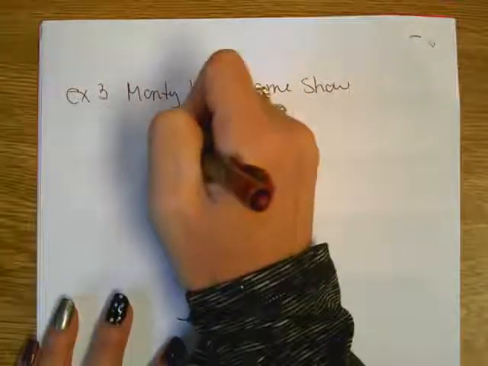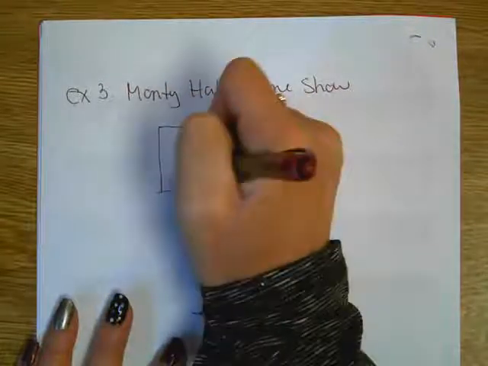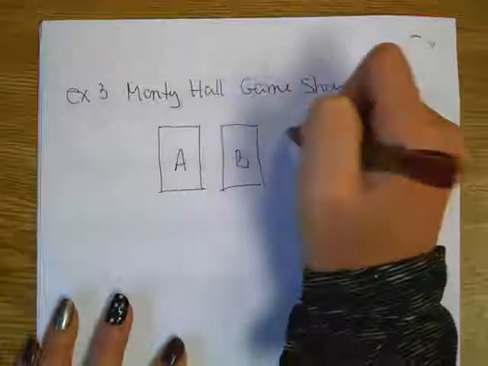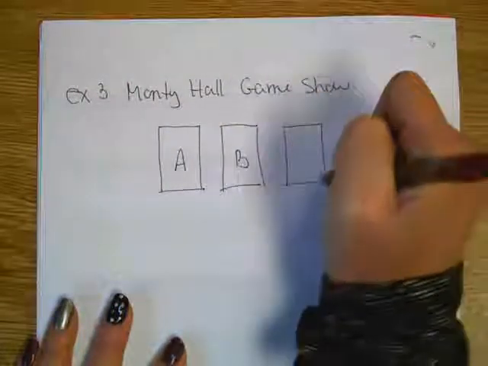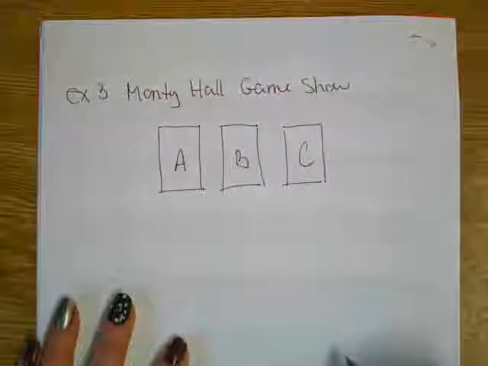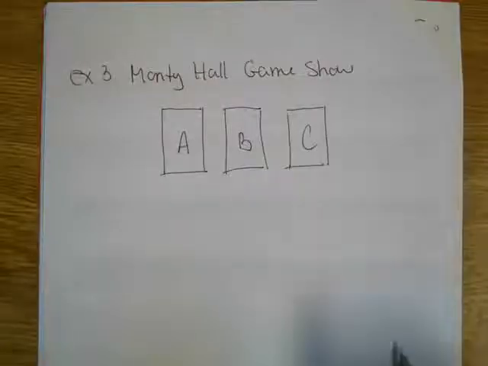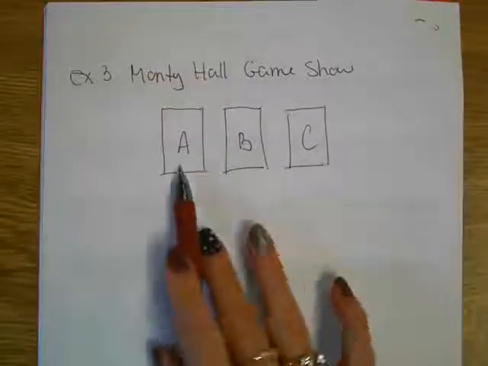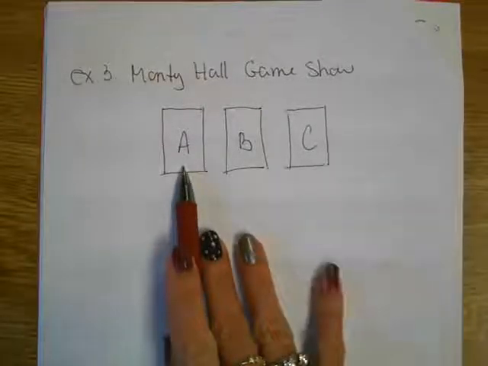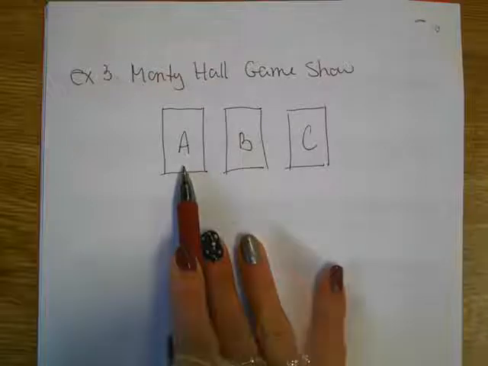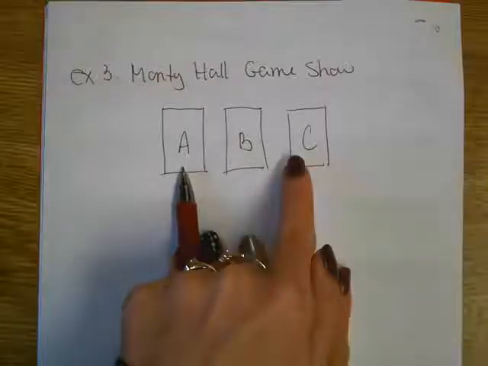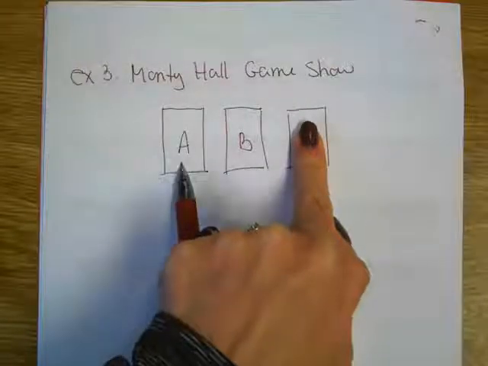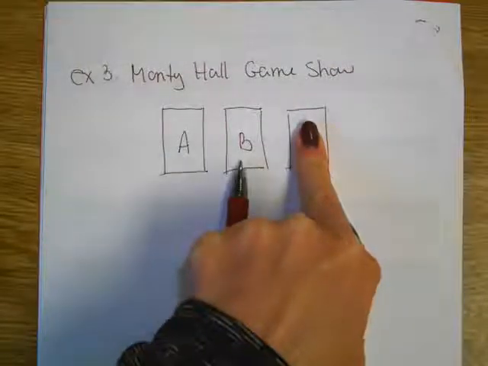And what the situation was, there were 3 doors. Behind one door was a car, and then behind 2 of the doors was a goat. So, what the person would do was they would pick one of the doors, and then, because Monty Hall knew where the car was at, and he knew where the goats were, he would open up one of the remaining doors, and it would be a goat. So then you had the option to keep your door or switch.